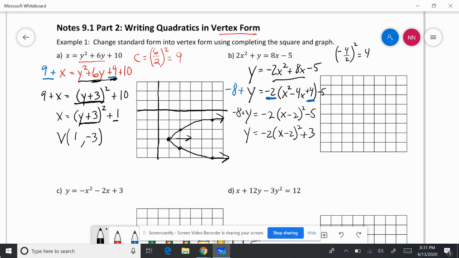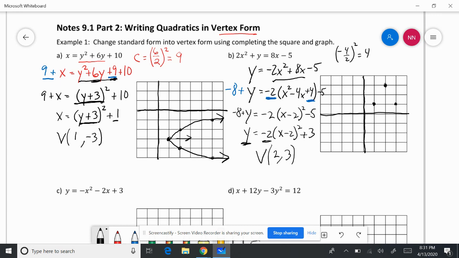So what I'm going to do is I'm going to graph this. My vertex is going to be 2 and 3. So I go to the right 2, I go up 3, I plot my point. Since this is y equals, it goes up or down. Since that is negative, it's going down, and it's going down by 2. So I have to the right and down by 2. I go left, I go down by 2.